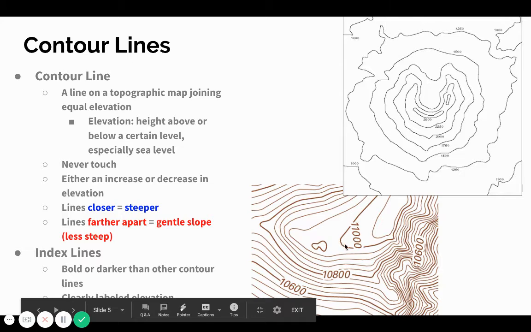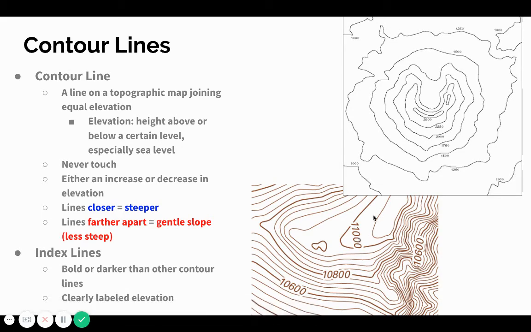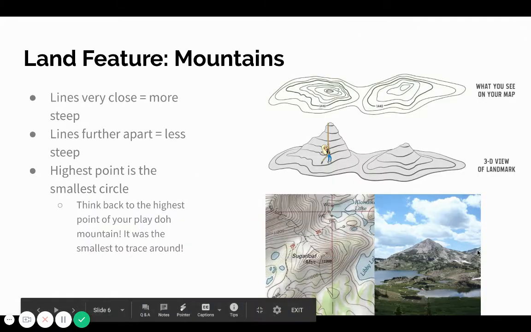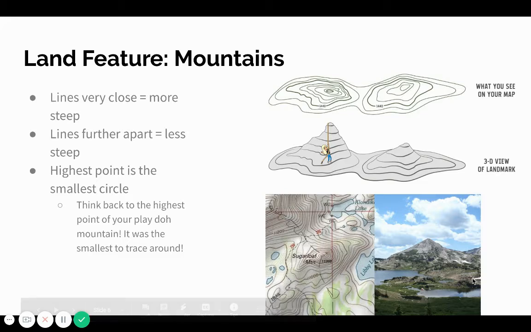And Jerry also noticed earlier that some lines are darker or bold. We can see some here. Well, we call these lines the index lines. So the index lines will always be bold and they're awesome because they will always have an elevation labeled on them. Like this index line is bold and it's at 11,000, doesn't have the unit, so we can say 11,000 feet.